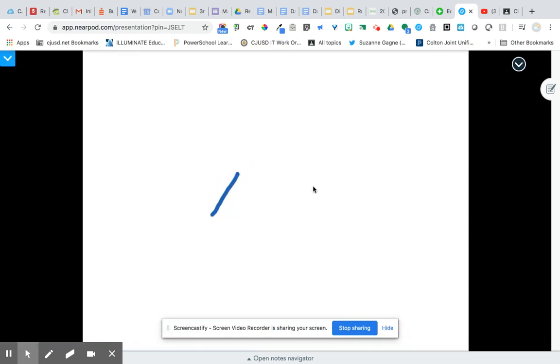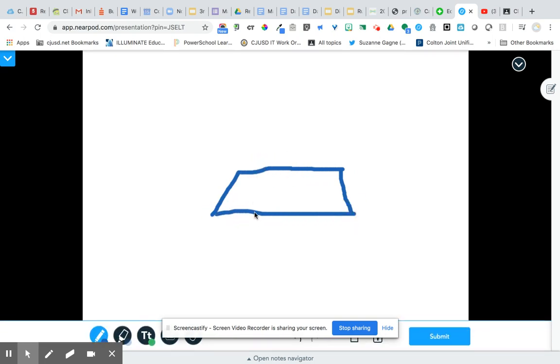So I'm going to draw one. These two sides are parallel. That's my one set of parallel sides. This is my set of not parallel sides. And there are four sides, which makes it a quadrilateral.